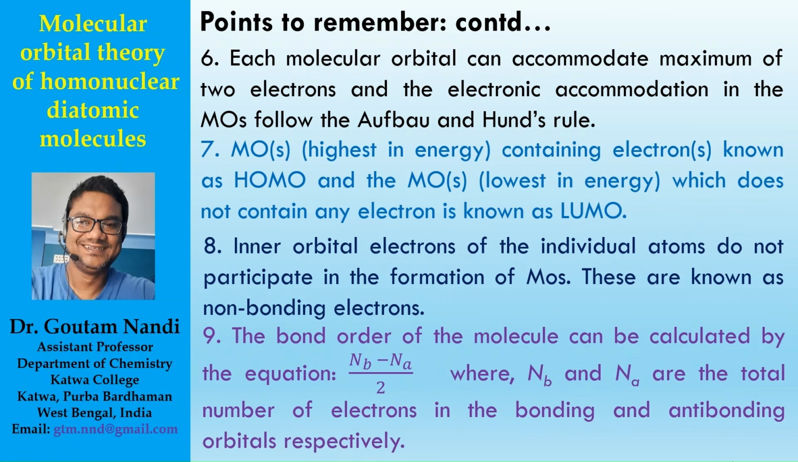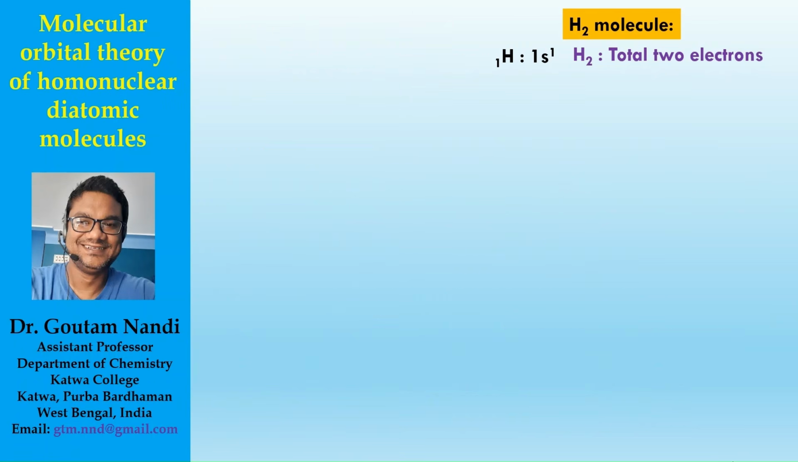So let's start with the simplest molecule, that is H2. We know that hydrogen has the electronic configuration 1s1 as it has only one electron. So in the H2 molecule there will be a total of 2 electrons. Now for drawing the MO diagram of the H2 molecule, we will take one energy axis first and then two 1s orbitals will be placed at the same energy, because the two hydrogen atoms are there and each 1s orbital will have the same energy, and each of the orbitals will contain one electron.